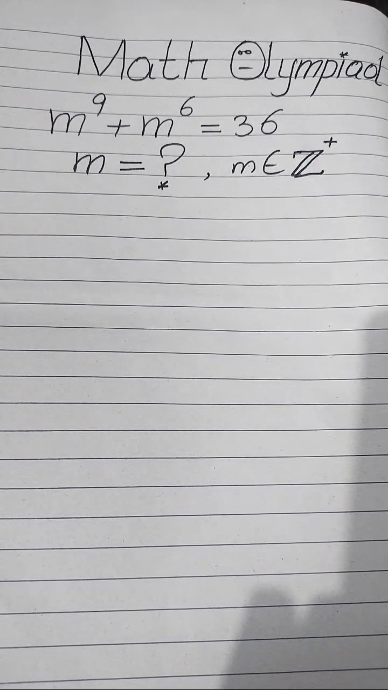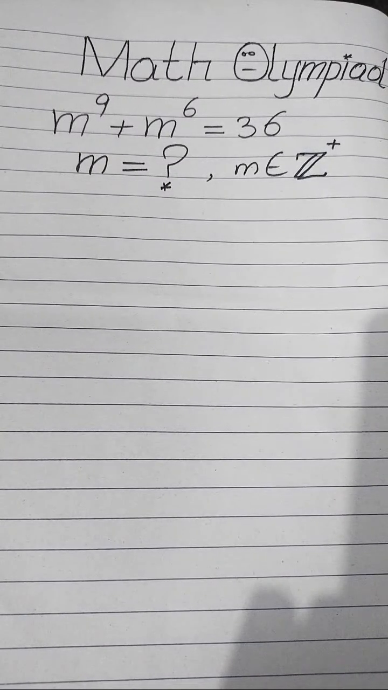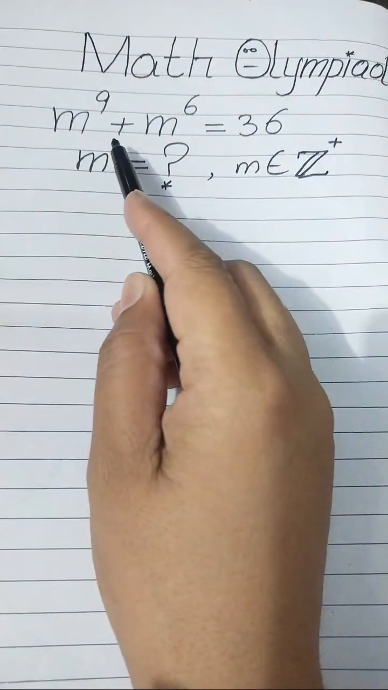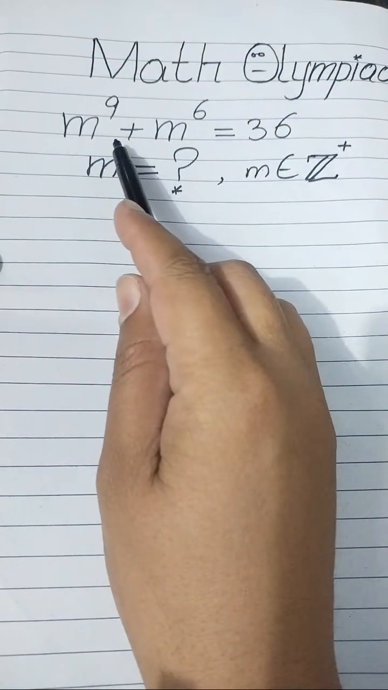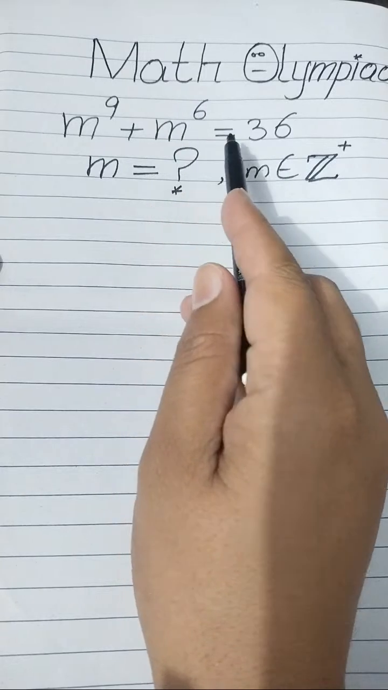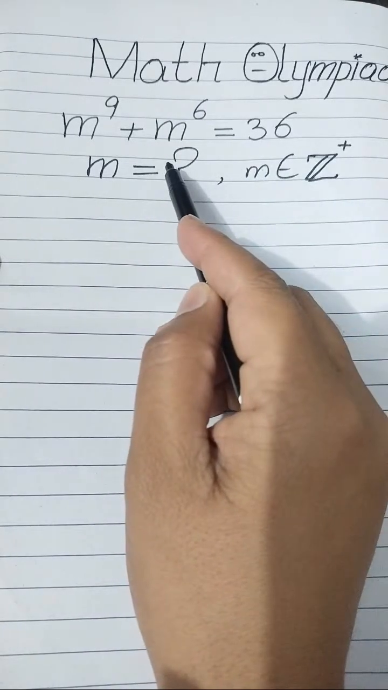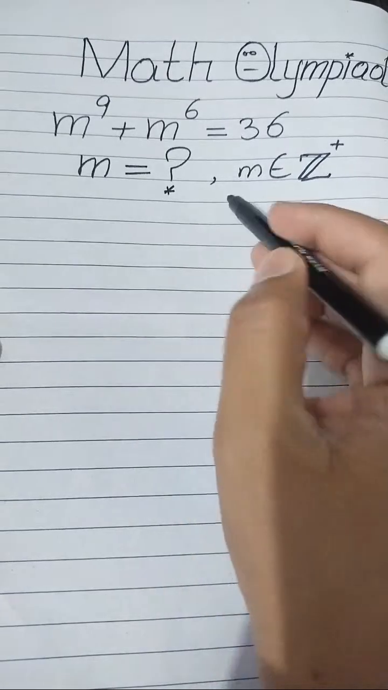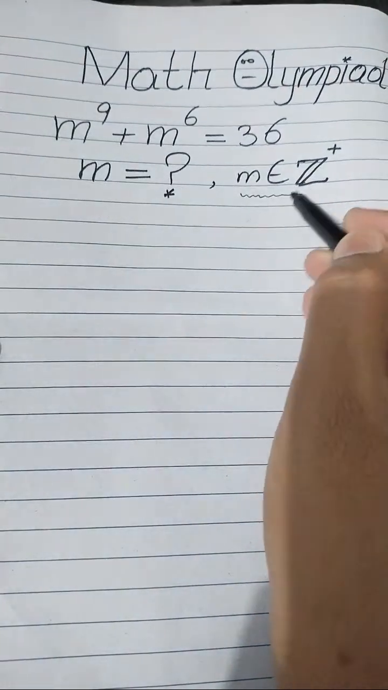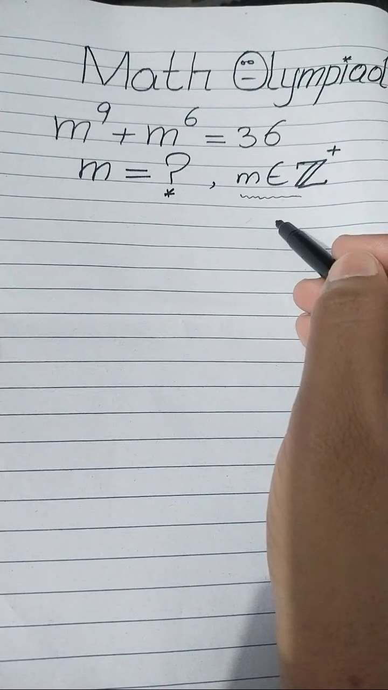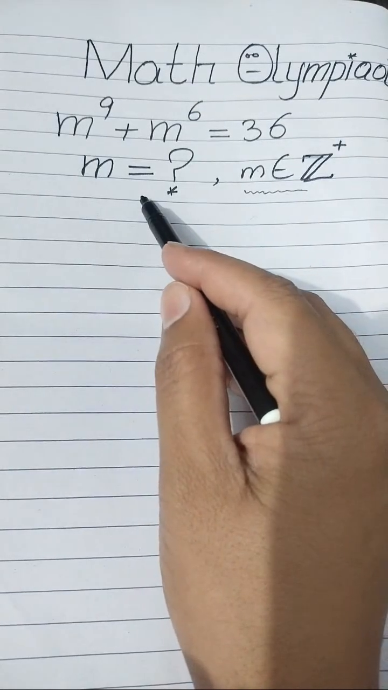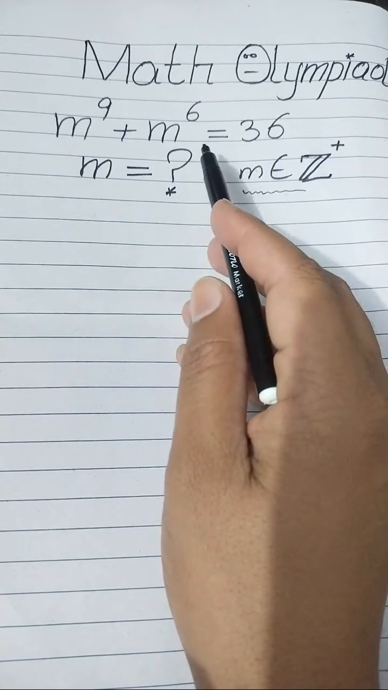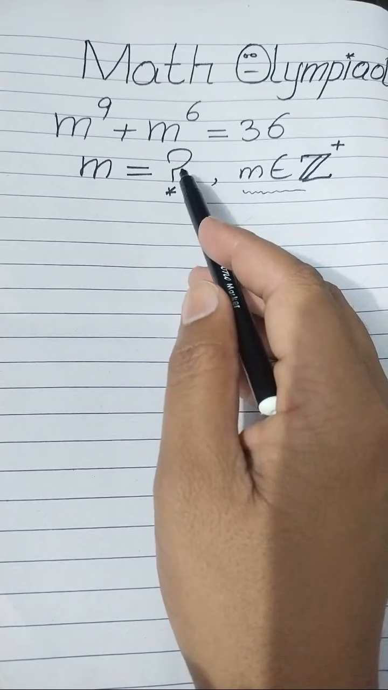Welcome everyone to this live session. In this live session we are going to solve a nice algebra problem, and here we have our question statement: if m to the power of 9 plus m to the power of 6 is equal to 36, we will solve this algebra problem for the value of m. Remember that m is a positive integer, which means we will find only the positive values of m.